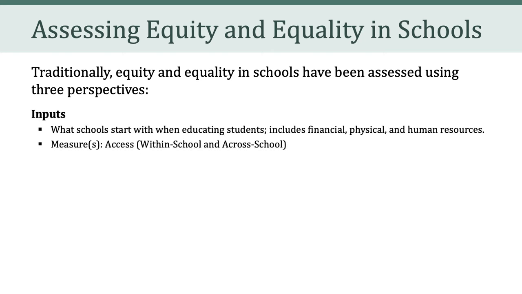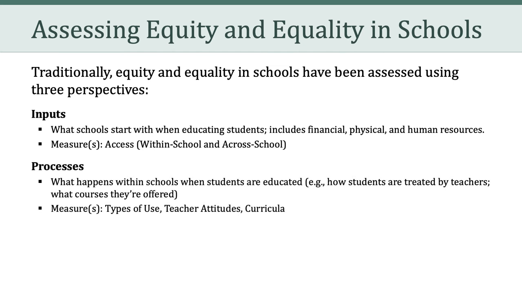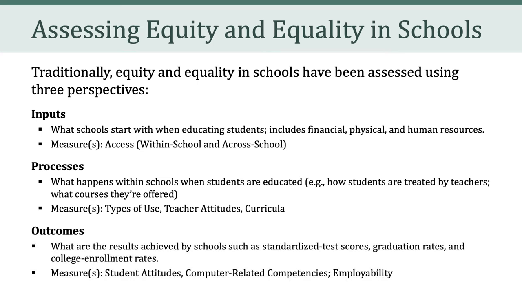The first perspective is looking at inputs, what schools start with when educating students. And these inputs include financial, physical, and human resources. The second dimension has to do with processes. This is what happens within schools when students are educated. In other words, how students are treated by teachers and what courses they're offered. And the third perspective is outcomes. What are the results achieved by schools, such as standardized test scores, graduation rates, and college enrollment rates? So Rosemary Sutton's article really helped us think about equity and equality in schools using these three perspectives.